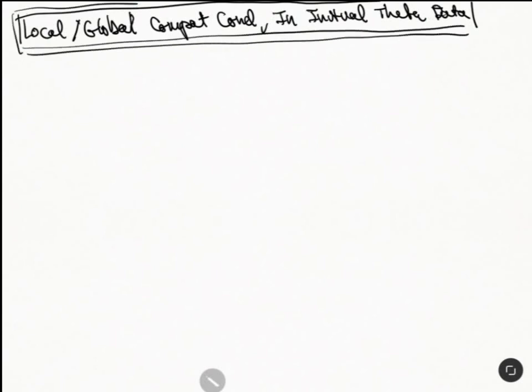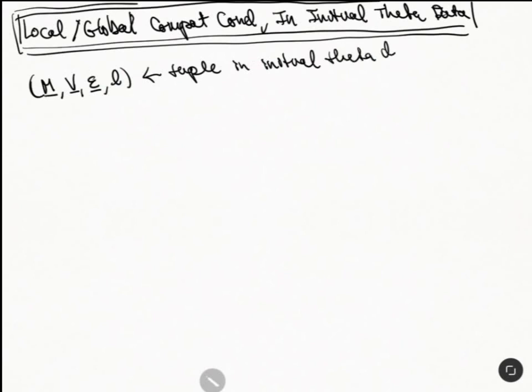So we had a tuple here. We have M, so I think we either called it M or M underline, V underline, and epsilon underline. These are a tuple in initial theta data.